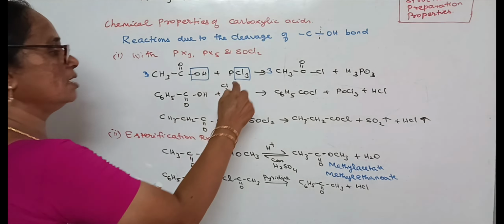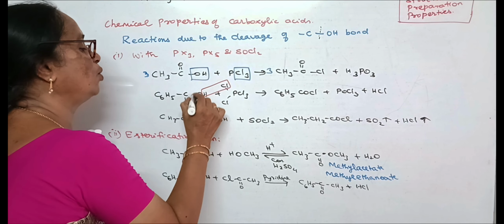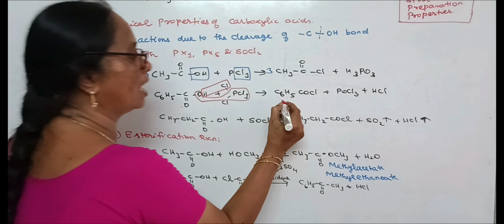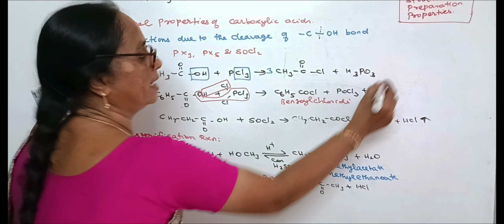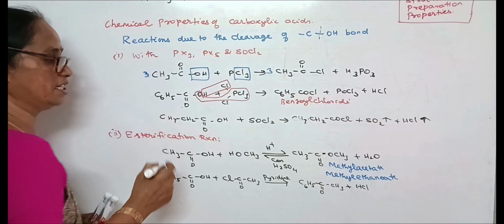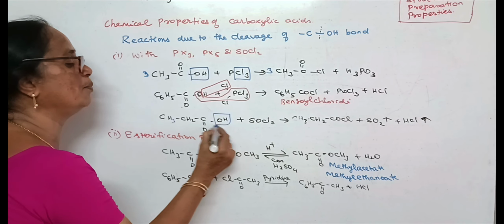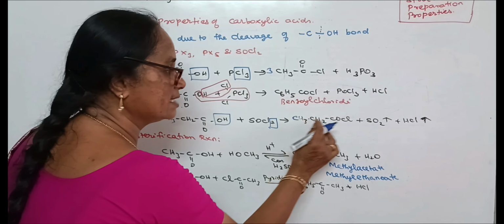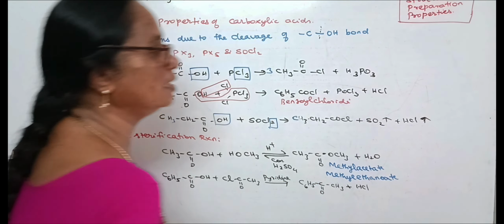With benzoic acid and phosphorus pentachloride, it may form HCl and POCl3 along with C6H5COCl. So we are getting benzoyl chloride, phosphorus oxychloride and HCl. Similarly, if we have propanoic acid, CH3CH2COOH is taken, here also the COOH group can be replaced by one of the halogens. So I will get CH3CH2COCl, that is propanoyl chloride, sulfur dioxide and HCl.